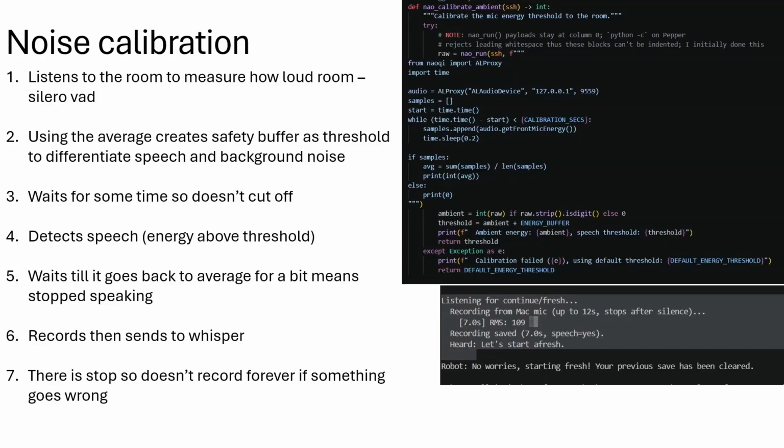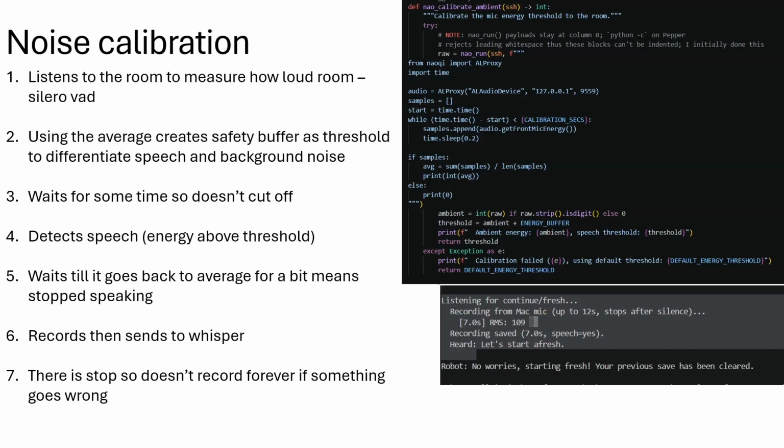So at the beginning was the noise calibration, so the robot doesn't listen to the background noises. The Silero VAD listens to the room and measures how loud the room is. Using that average energy, it creates a safety buffer, so the threshold can differentiate between the background noises and the speech. It waits a couple of seconds so it doesn't cut you off.